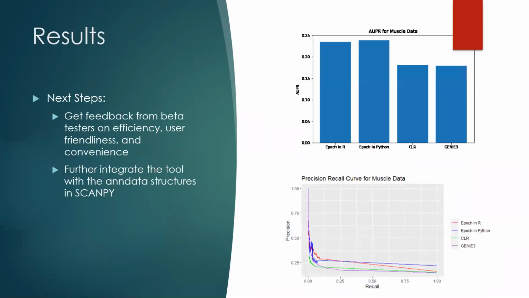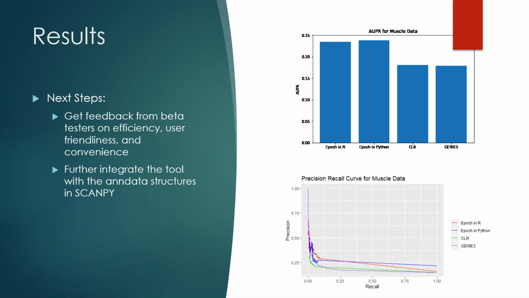Now for the current results I have so far. I currently have the original EPIC in R, as well as the translated version in Python. The first thing I wanted to check with my translated version of EPIC in Python was the performance. I wanted to ensure that EPIC in Python performs with just as much precision as EPIC in R. To do this, I reconstructed the network from a muscle data set that has the gold standard reconstruction, so we can measure the precision in reconstruction with both tools.